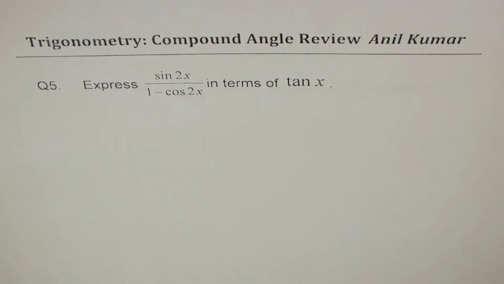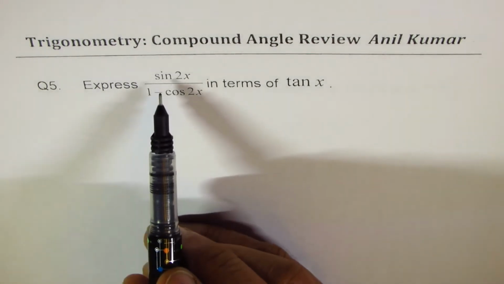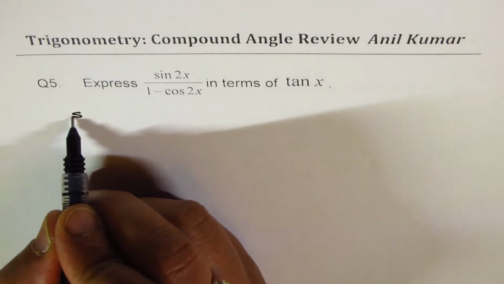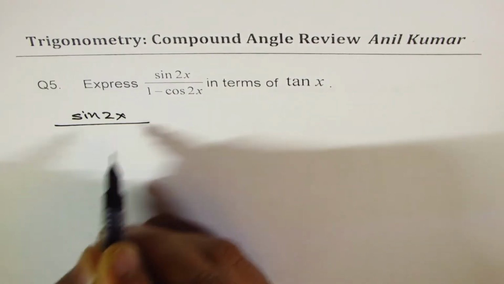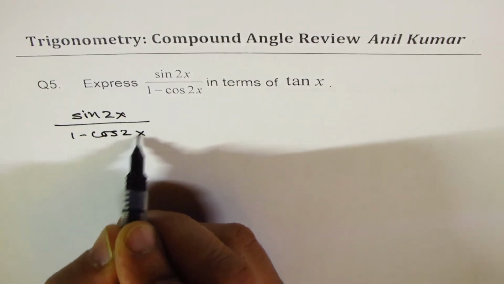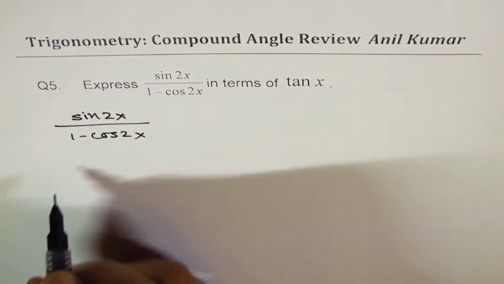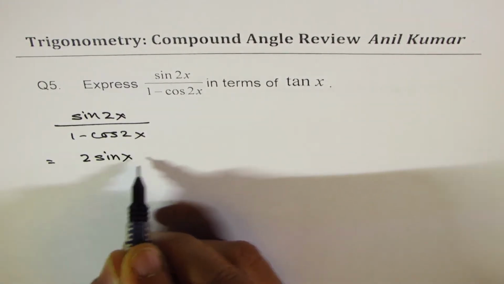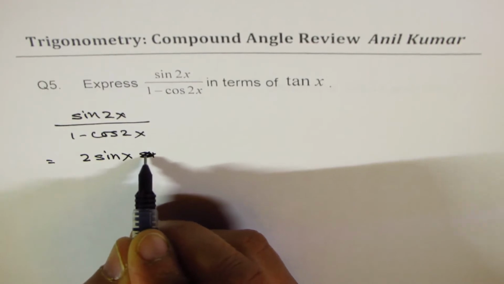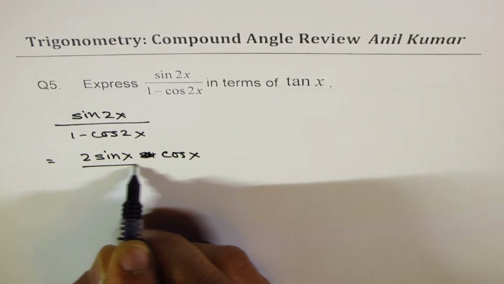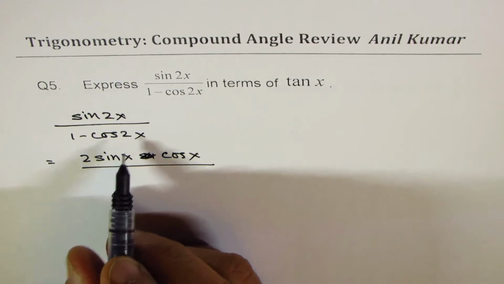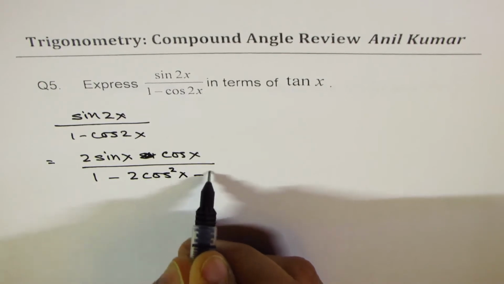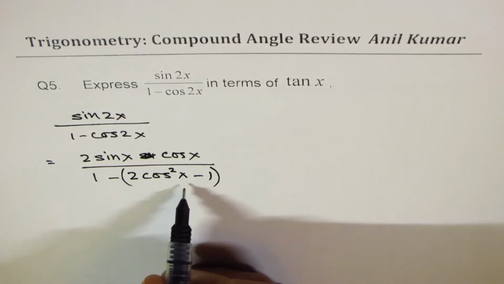Question number 5 here is, we need to now express sine 2x over 1 minus cos 2x in terms of tan x. Okay, let's see this. Sine 2x over 1 minus cos 2x. Now, we want tan x, right? So, we could write sine 2x as 2 sine x cos x as we did earlier. Okay, 2 sine x cos x. And cos 2x could be written as 2 cos square x minus 1. Let's put it in bracket. Is that clear to you?